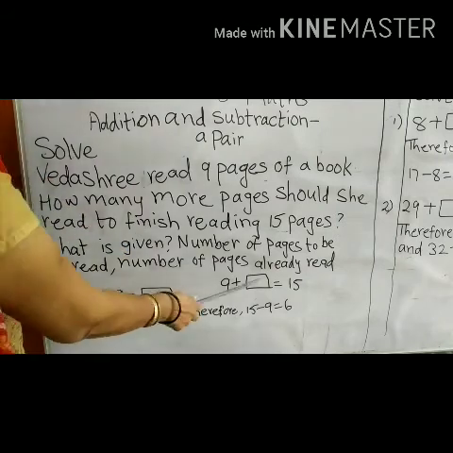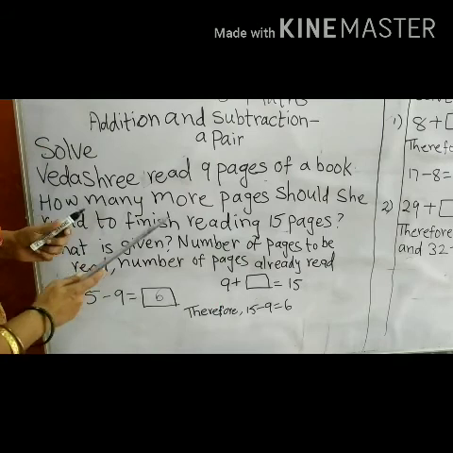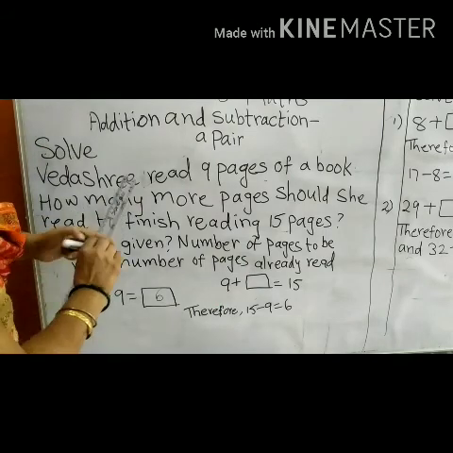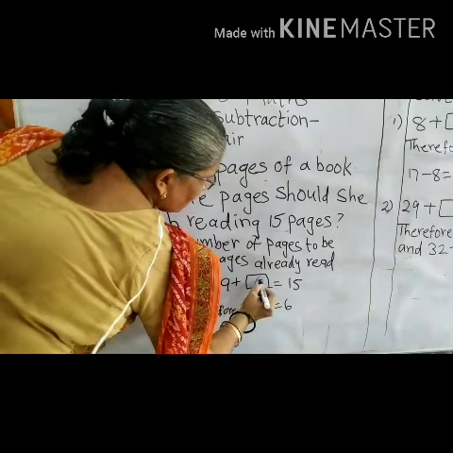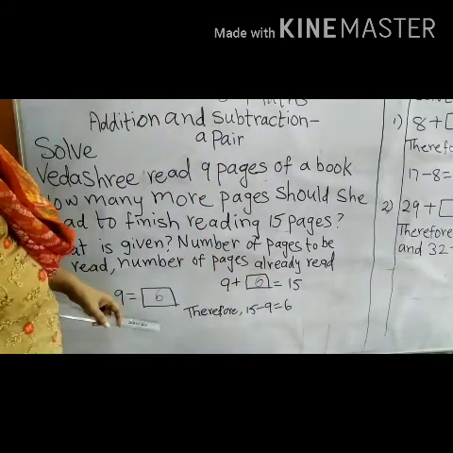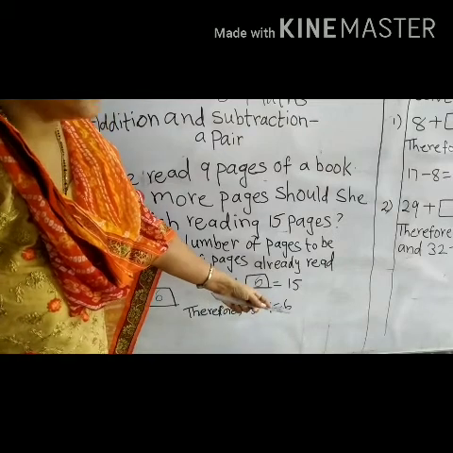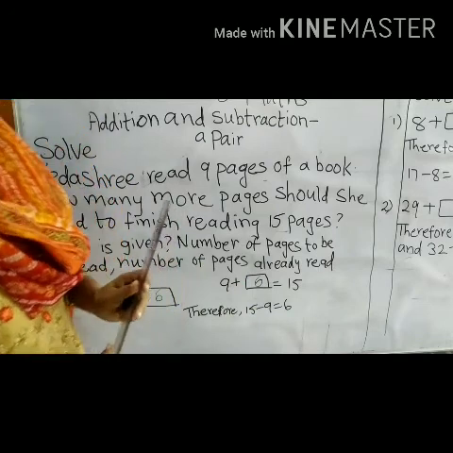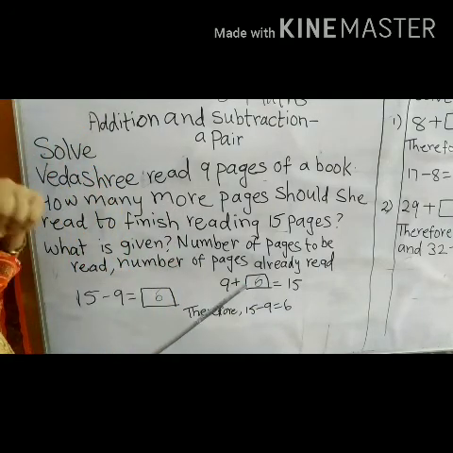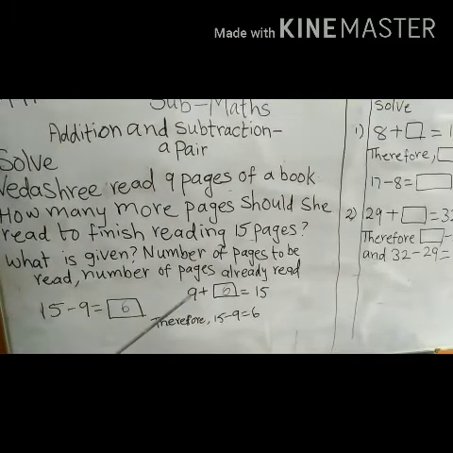Now come on, tell me. 9 plus how many is equal to 15? It's very easy. What will come over there, children? 6. 9 plus 6 is 15. Now therefore, 15 minus 9, what answer are we getting? 6. In this way, you have one more sum in your textbook also that you are all going to solve.